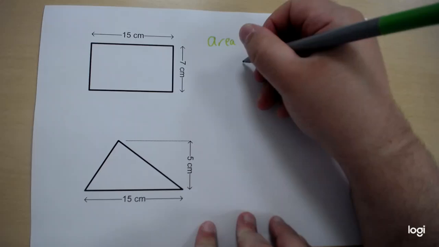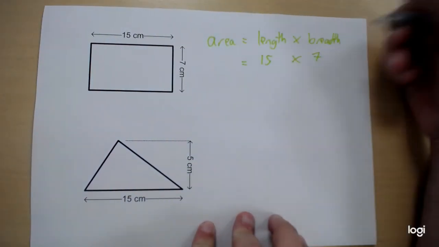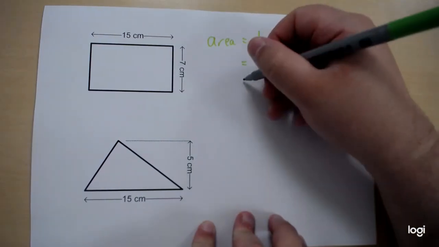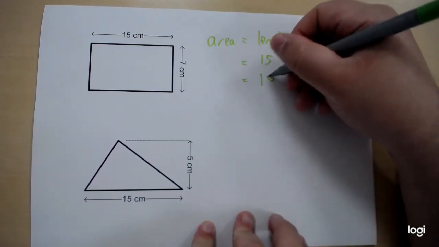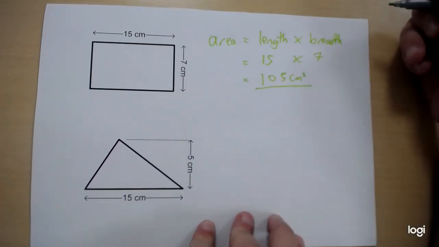Therefore, in this case, the area is 15 centimeters times 7 centimeters. So the answer is 105 centimeters squared.